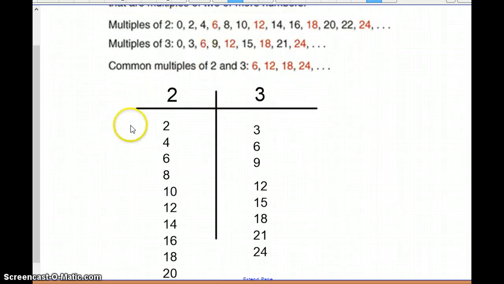So I've gone ahead and listed all of the multiples of 2 for you and all of the multiples of 3 over here. So again, when I was listing them, all I did was I counted by 2's. 2, 4, 6, 8, 10, and so on. Same with my 3's. I counted by 3's. I thought about my fast facts. 3, 6, 9, 12, 15, 18.